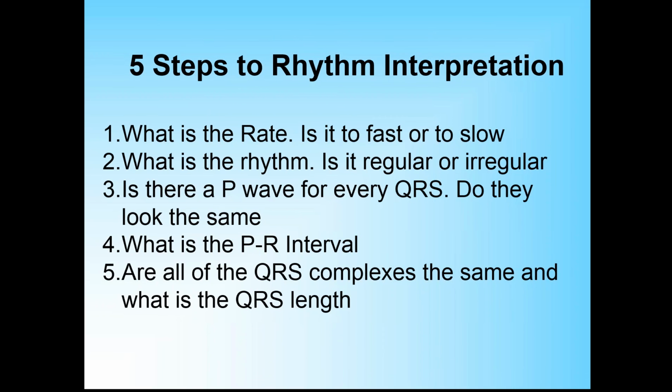Now, there are 5 steps to rhythm interpretation, and I'm sure a lot of you have seen this before. These are the golden rules. You follow these steps, you will always be able to name that rhythm. So you want to check, what is the rate? Is it too fast or is it too slow? What is the rhythm? Is it regular or irregular? And the way you look to see if it's regular or irregular is looking at your R to R intervals. Is there a P wave for every QRS, and do they look the same? What is the PR interval? Are all of the QRS complexes the same, and what is the QRS length? Next.